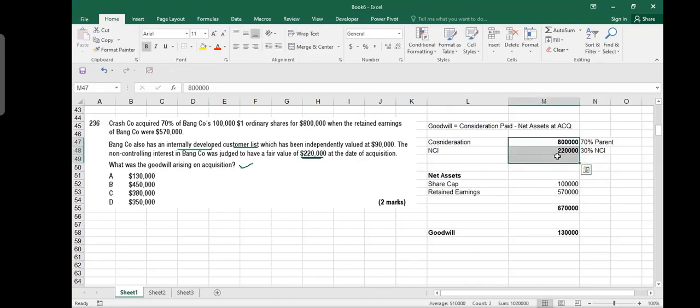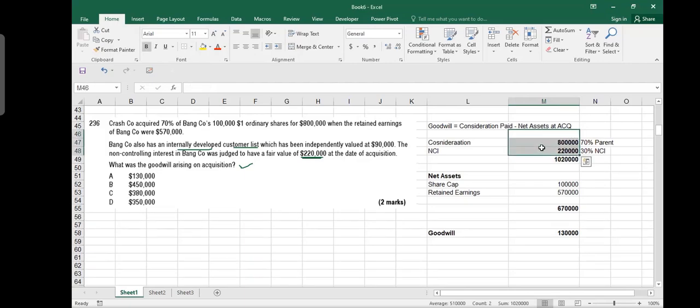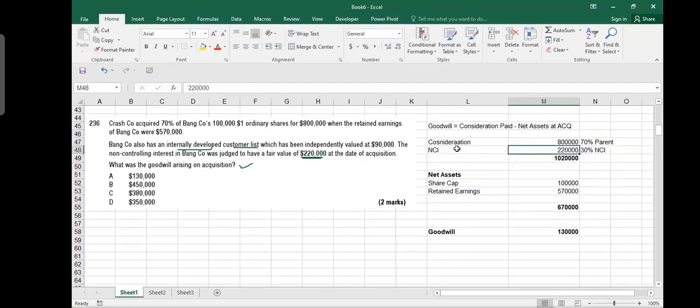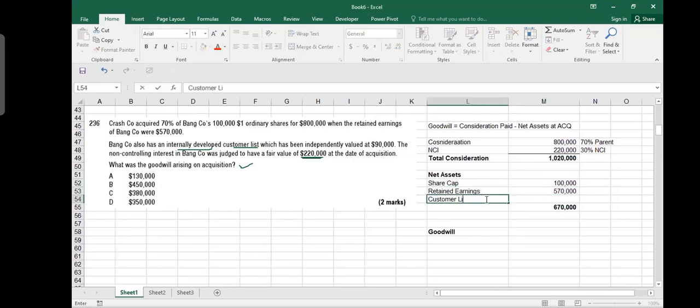So it means that the total value given to acquire this subsidiary company, Bank Company, we call it total consideration. Total consideration means consideration from the parent as well as consideration by the NCI. Total is 1,020,000. And now we say, what are the net assets? The net assets are share capital, which is 100, retained earnings, which is 570, and the customer list. This customer list, you should pay attention, usually internally developed intangibles you do not recognize.